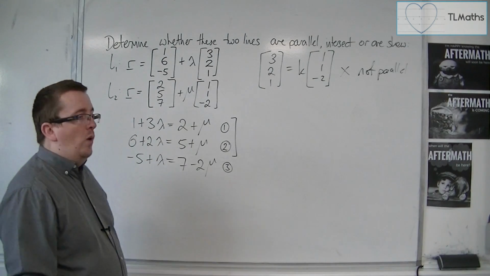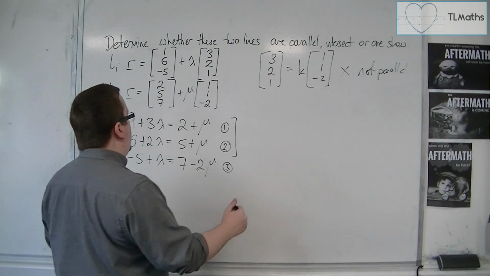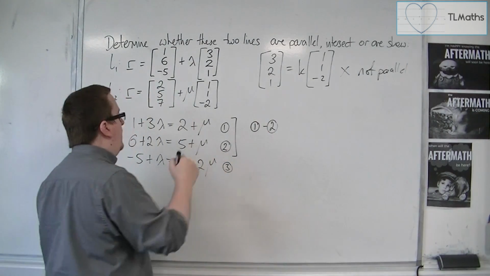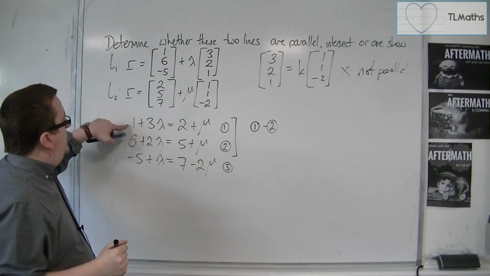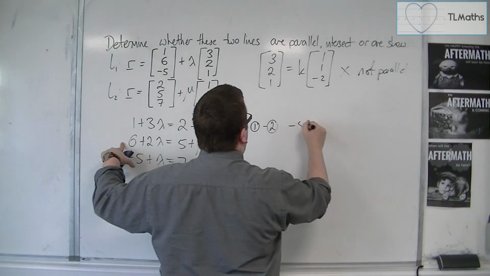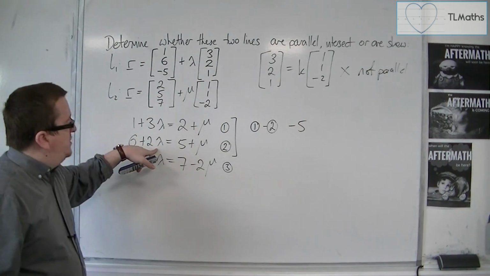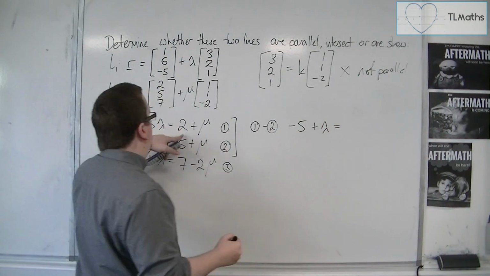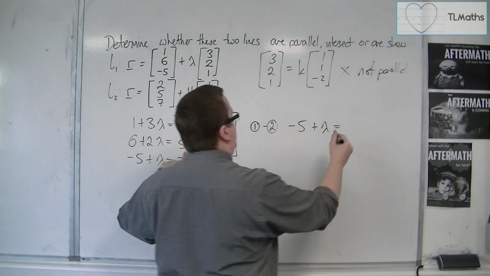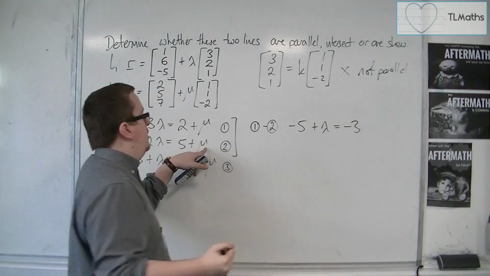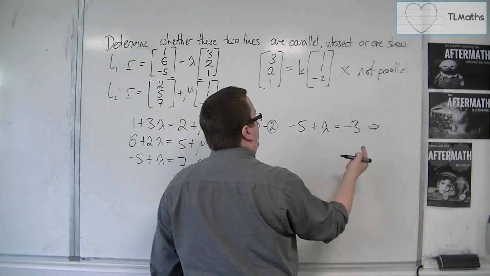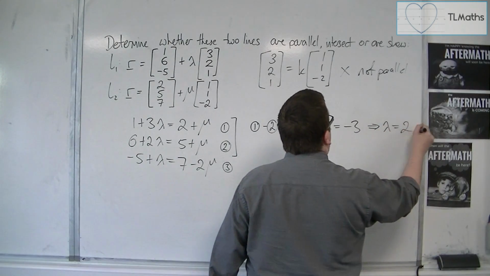So I'm going to pick numbers 1 and 2, because then I can do equation 1 take away equation 2, because I can then cancel the μ's. 1 take away 6 is -5. I've got 3λ take away 2λ, so just +λ. 2 take away 5 is -3. And μ take away μ is 0. So that means I can add 5 to both sides and get λ must be 2.